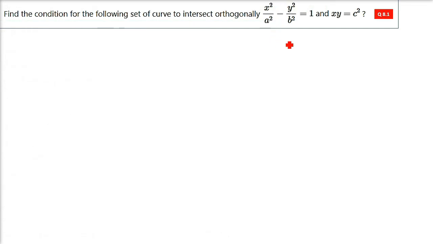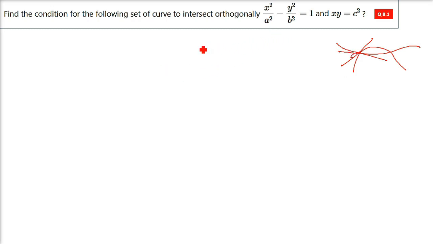Next one is we have two curves and we have to find the condition for the following set of curves to intersect orthogonally. Orthogonal means 90 degrees. That is, if we have two, I'm just making an imaginary curve. I don't know what kind of curve it will be. Actually, I know, but this is just to make you understand that when we make the tangent at the intersection point, those tangents should make an angle of 90 degrees among them.